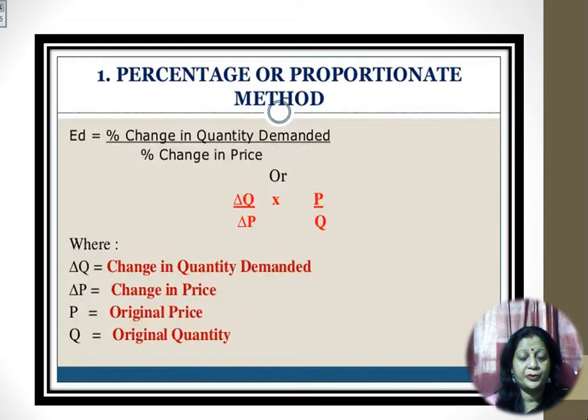The percentage change or proportionate method is the percentage change in quantity demanded upon the percentage change in price, where delta Q is the change in quantity demanded, delta P is the change in price, P is the original price, and Q is the original quantity. So this is the formula of the percentage or proportionate method of measuring elasticity of demand.